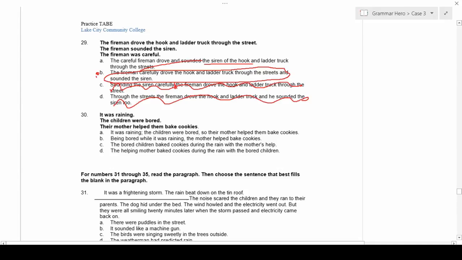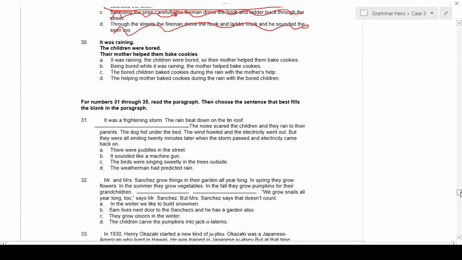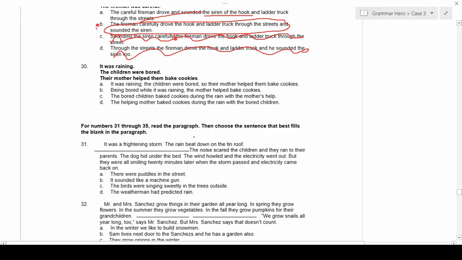Number 30: It was raining. The children were bored. Their mother helped them bake cookies. Let's take a look at it. It was raining; the children were bored, so their mother helped them bake cookies.